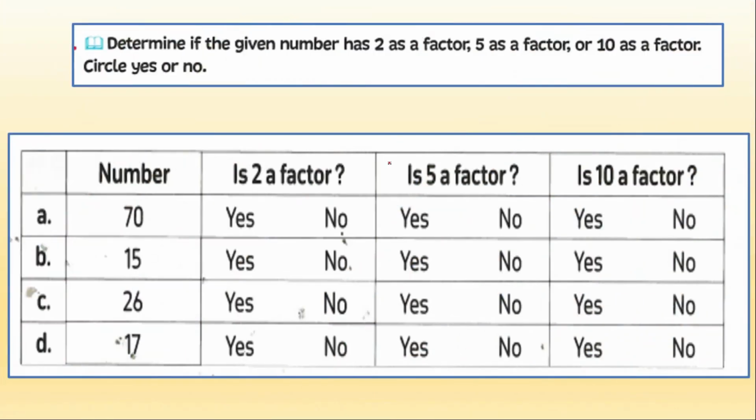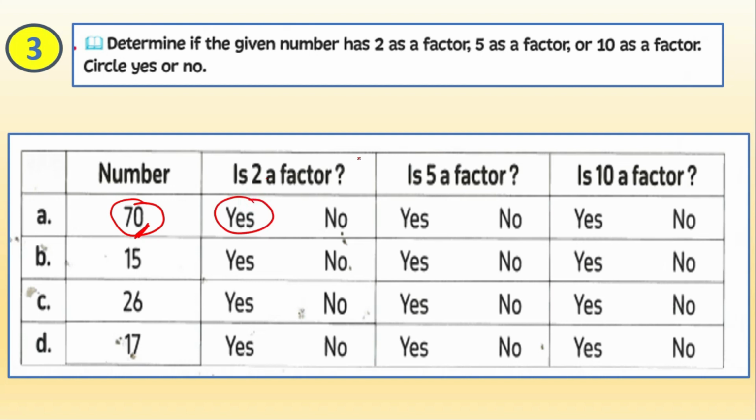Let's have a practice. Determine if the given number has 2 as a factor, 5 as a factor, or 10 as a factor. Okay, the first number 70. Is 2 a factor of 70? Ask yourself. Ones is even or odd? 0 is even, so 2 must be a factor of 70.